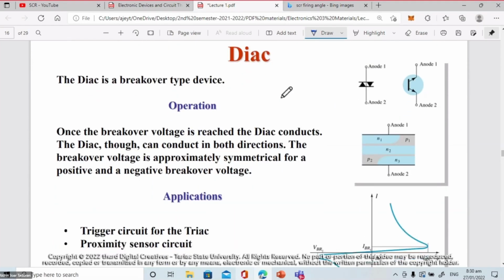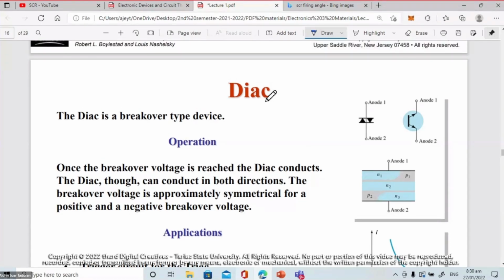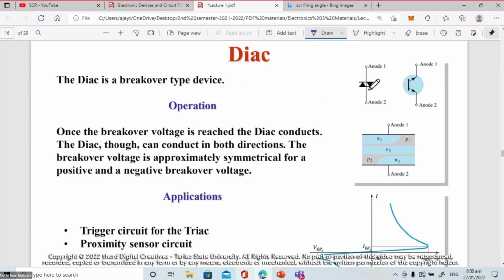Then we have diac, okay? Actually itong mga to summary lang to eh. Itatry natin elaborate pa itong mga devices na to each, okay? Then diac is a breakover type device. Okay? So, tingnan niyo dito, dalawang nakaparallel na diode. Okay? Meron tayong anode 1 and anode 2. Once the breakover is reached, the diode conducts, though it can conduct in both directions.